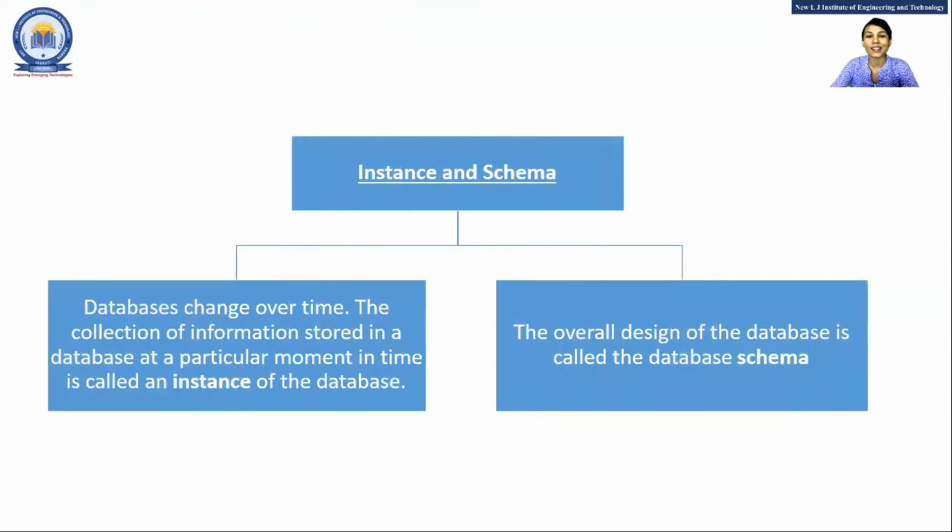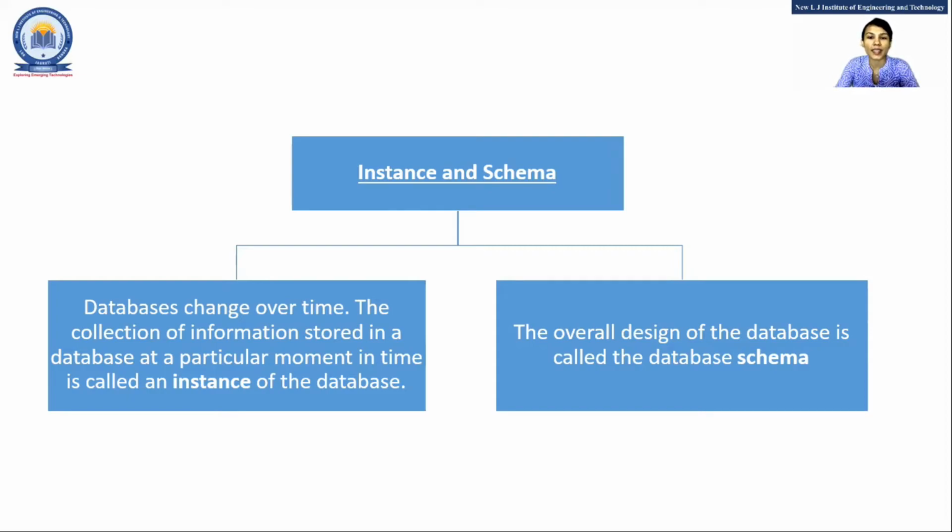Now next is instance and schema. So what do you mean by instance? Instance means our database changes over time. Whenever we talk about the instance, we mean the database, or the information stored in the database, at a particular moment. So suppose at 10 a.m. you are checking the stock market, and if you take a screenshot at 10 a.m., then it becomes the instance for that time.